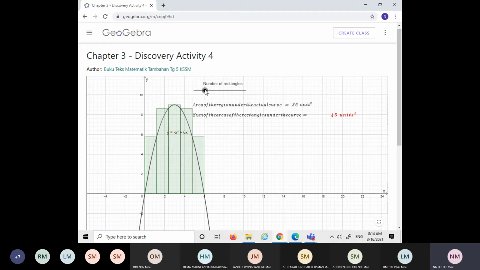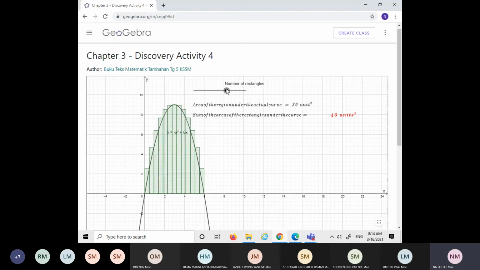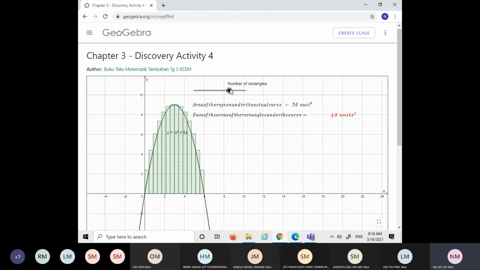Okay, we go some more. Now it becomes 45. Okay, so you see 47 becomes 45, even nearer to 36. Okay, and then continue. Oh, this is very good. Okay, you see how they make this one.